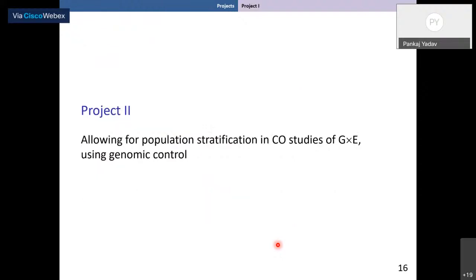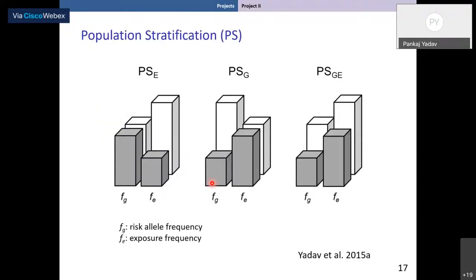Now, another interesting application of this case-only approach to detect interaction is in the case of population stratification. Here I will show you how population stratification can affect case-only studies, and how we can rectify it using some measures such as genomic control. In gene-environment interaction studies, we can have different kinds of stratifications.